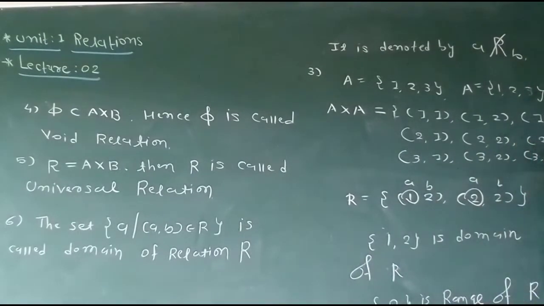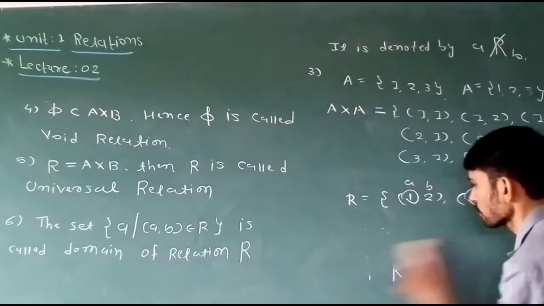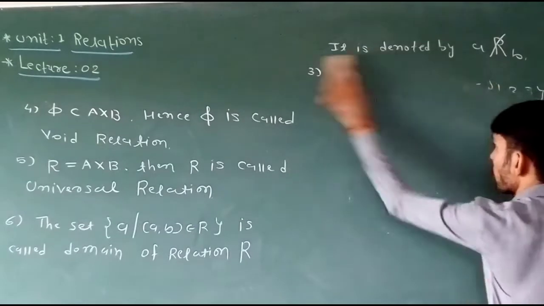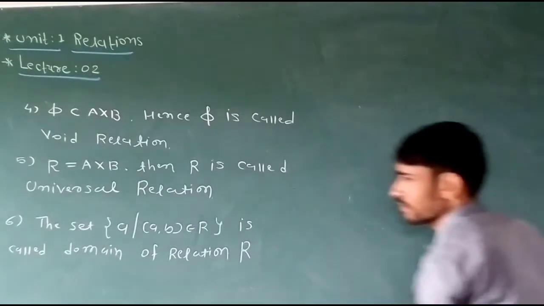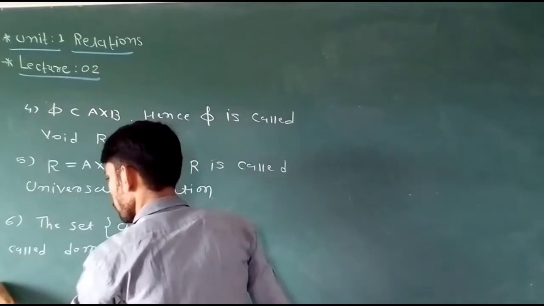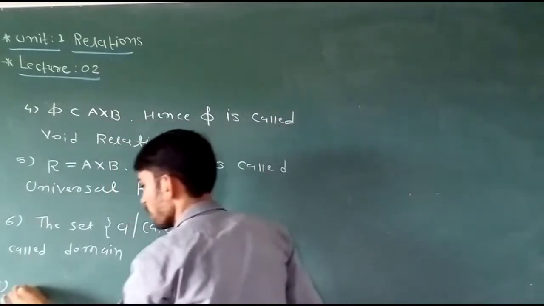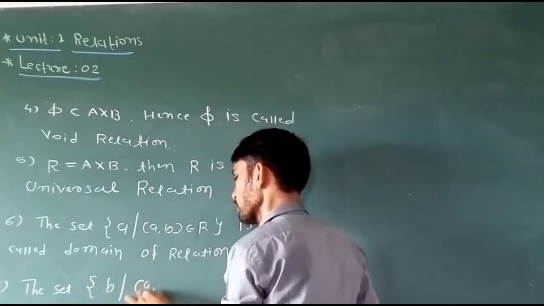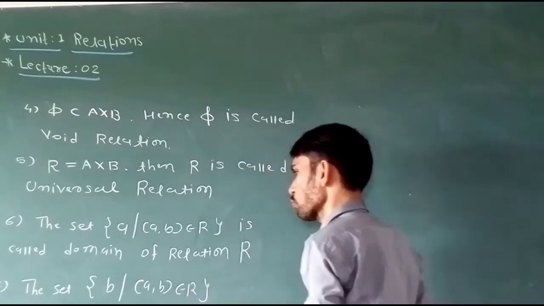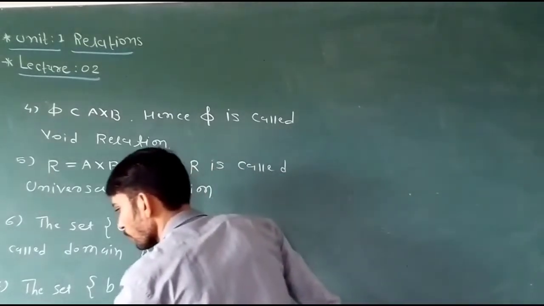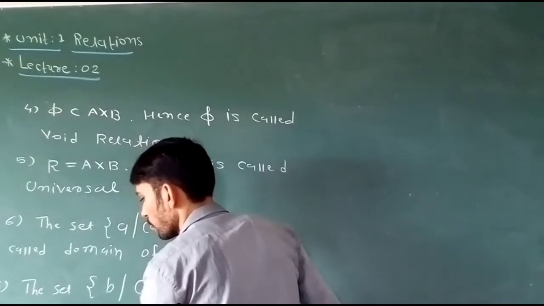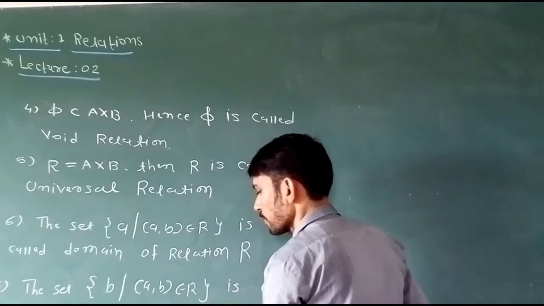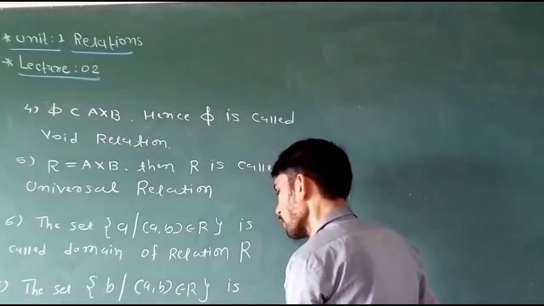Ready? Now we consider another example. We write directly in a note. The seventh note we write as: the set of b, where (a, b) belongs to R, is called the range of relation R.